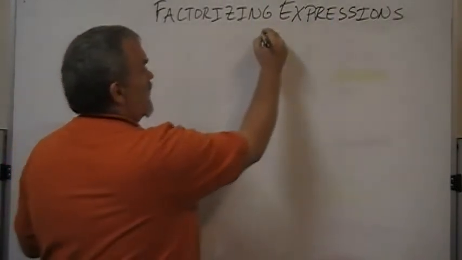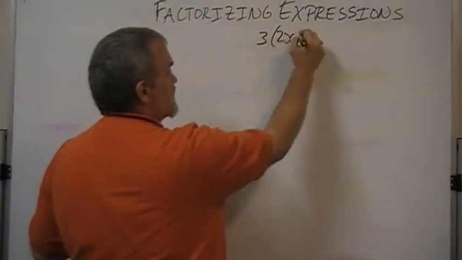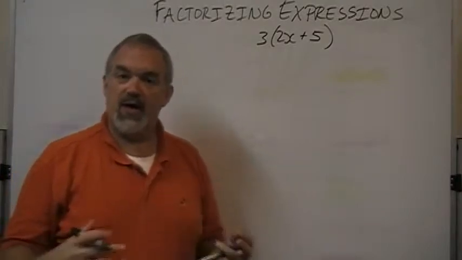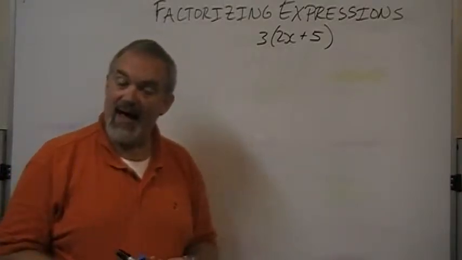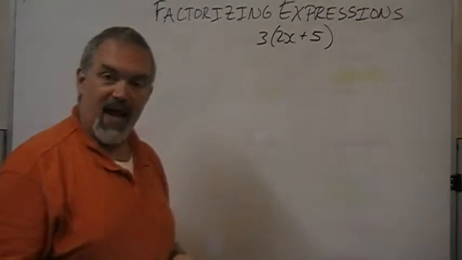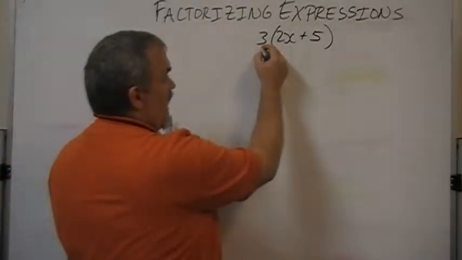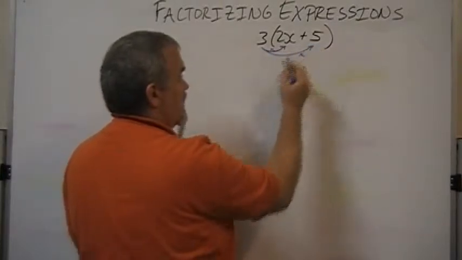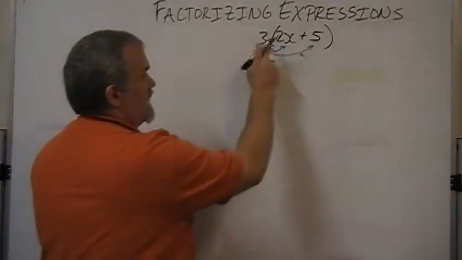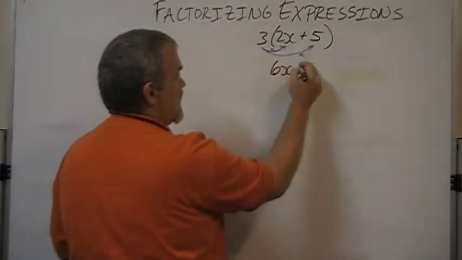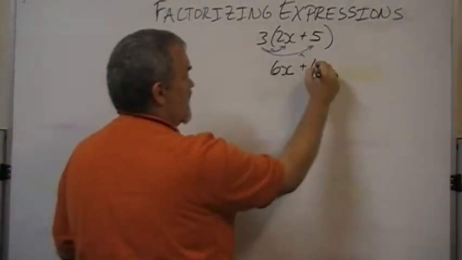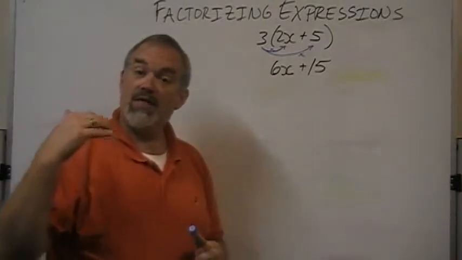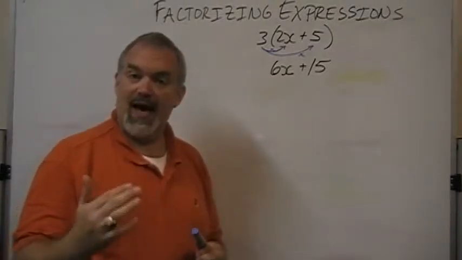So if we had 3 times the quantity 2x plus 5, if we were to expand that, what do we do? In order to expand that, we take the outside item and we multiply it times each of the inside things. And we would get 3 times 2x is 6x, plus 3 times 5 is 15. 6x plus 15. Now if I wanted to factorize it, I would do exactly the opposite.